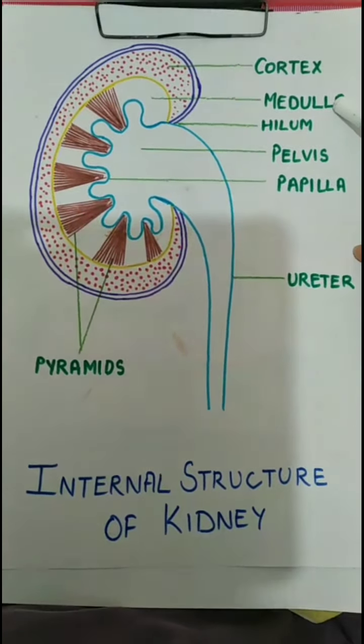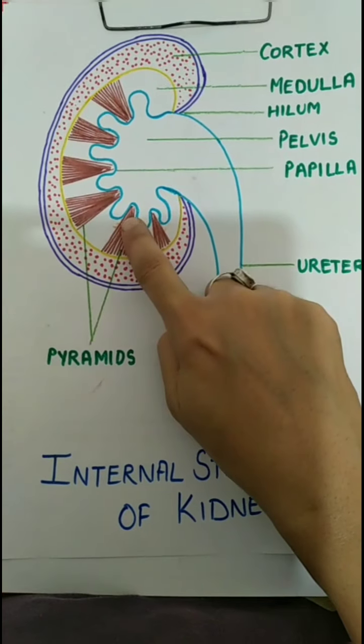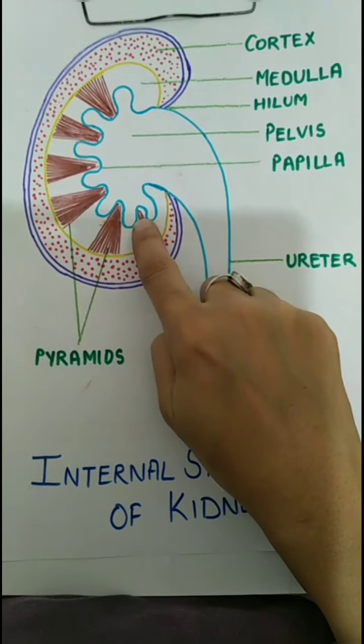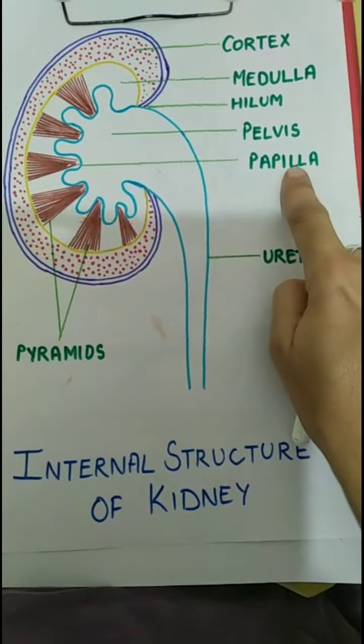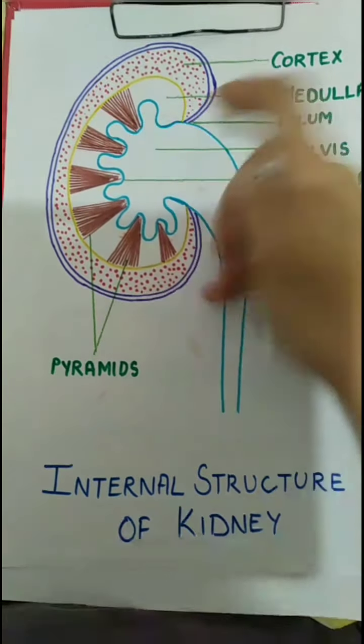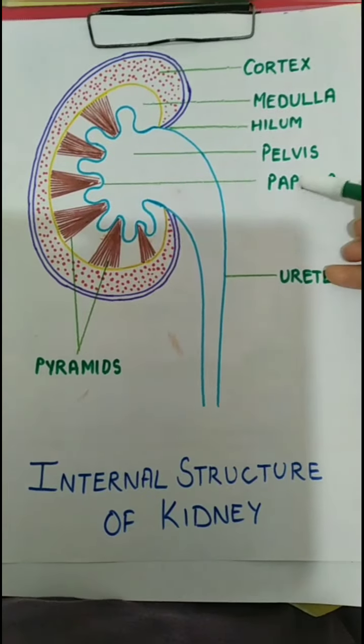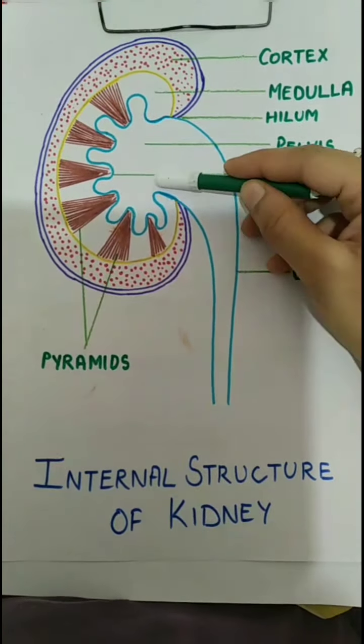Now the apex of each of these pyramids just projects into these projections of the pelvis. We call them papilla. Apex of each pyramid projects into the pelvis of the kidney, and that part where this apex projects is known as the papilla part of the kidney.